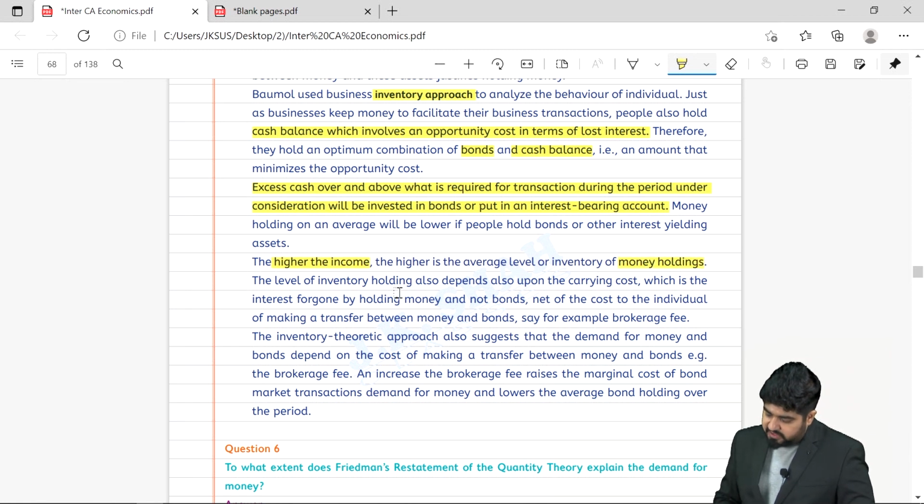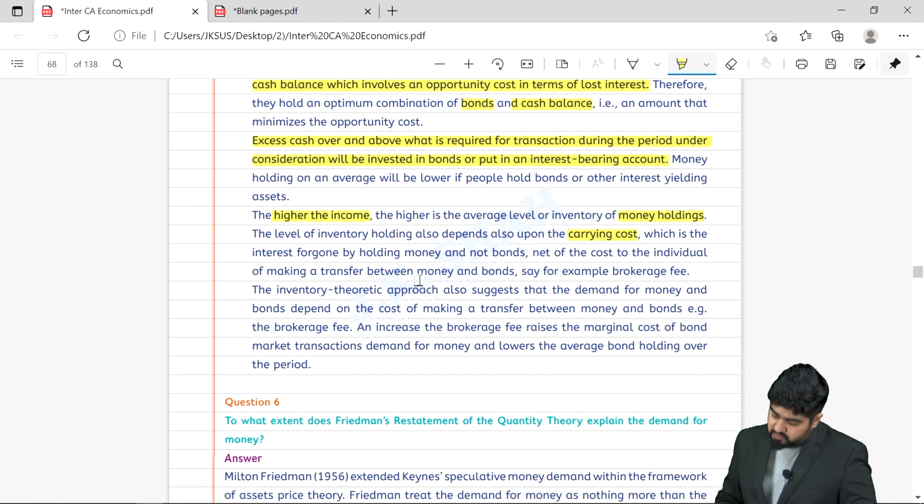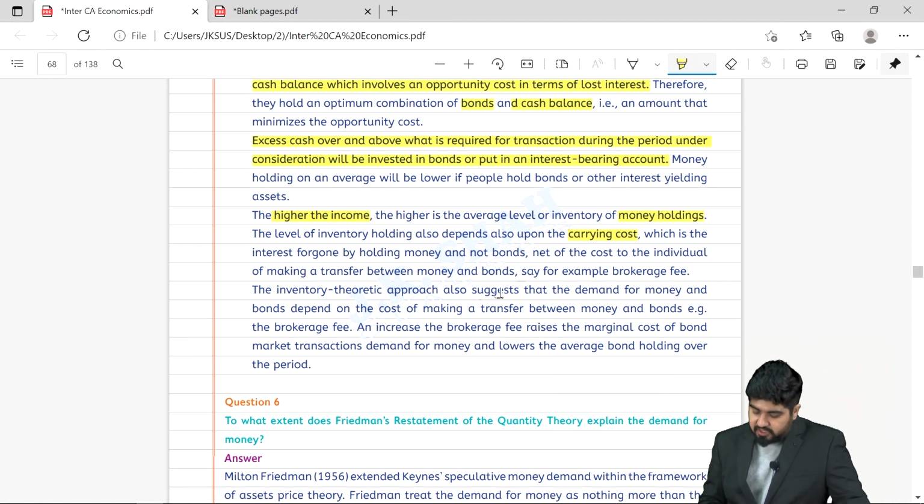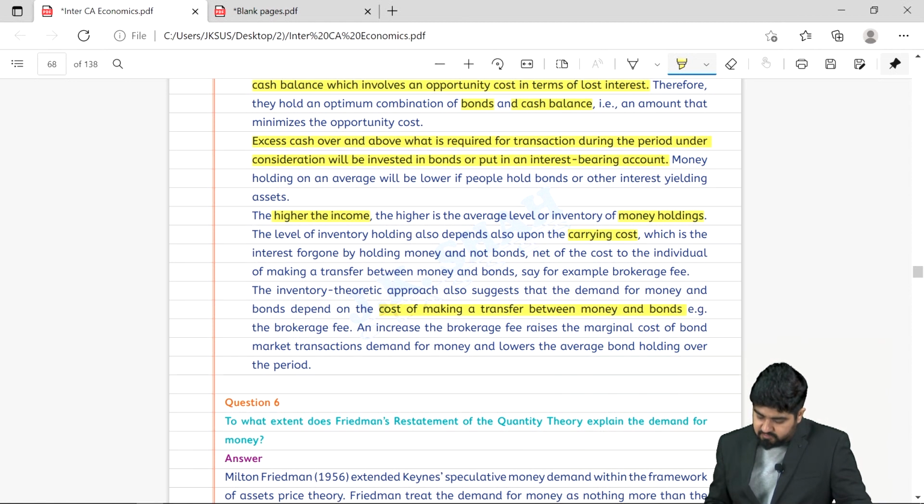The level of money holding also depends upon the carrying cost. Very important. That is nothing but interest foregone. Now, we need to take care of transaction cost before finalizing whether we want to hold cash or whether we want to invest. The inventory theoretic approach also suggests that demand for money and bonds depends on the cost of making a transfer between money and bonds.